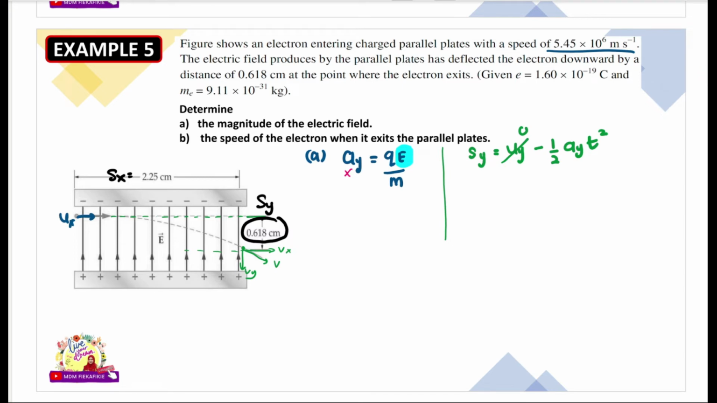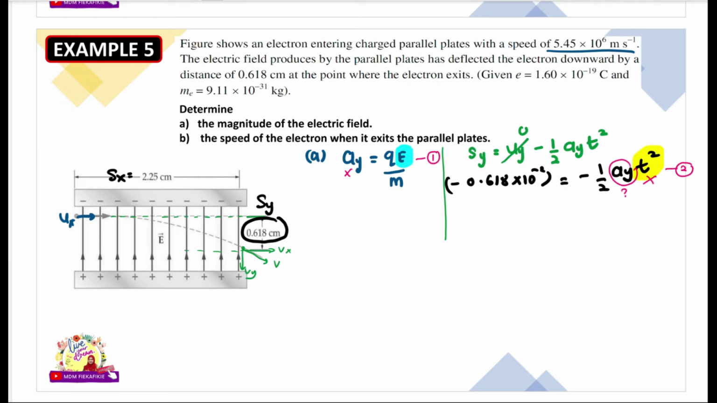You belajar semester 1 chapter 2. So ini bila kita substitute, dia akan jadi berapa tu? Negatif. Ini akan jadi negatif 0.618 centimeter equal to negative half AY saya nak cari, T squared. Nak cari AY, tetapi sekarang kita tiada T squared. Ini saya nak cari, tapi yang ini saya tiada. Tadi equation yang pertama, ini equation yang kedua yang masih tak boleh diselesaikan.